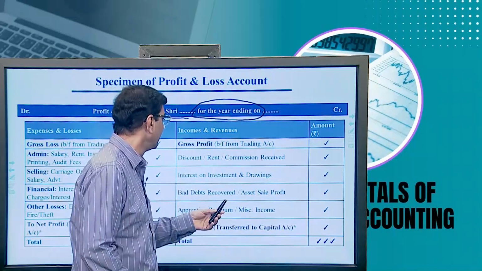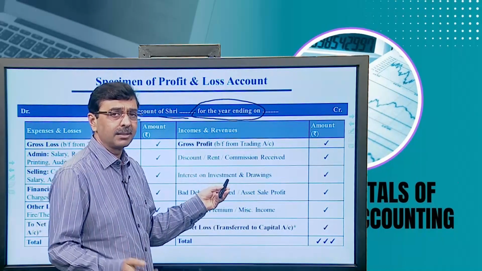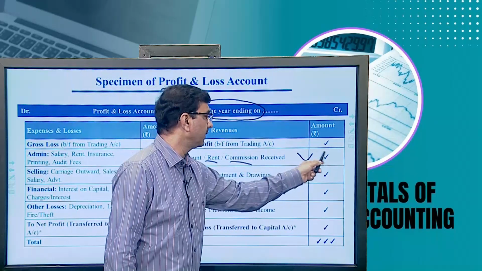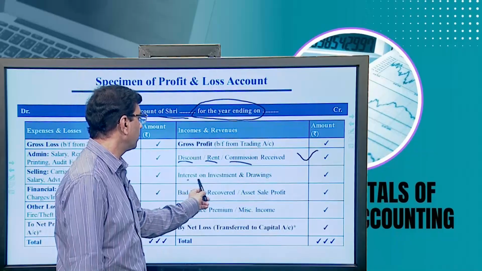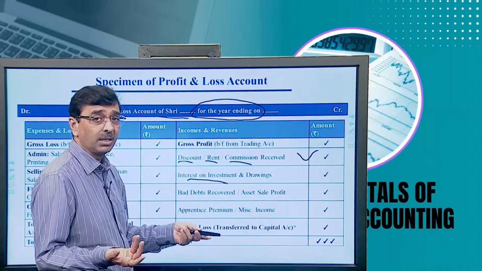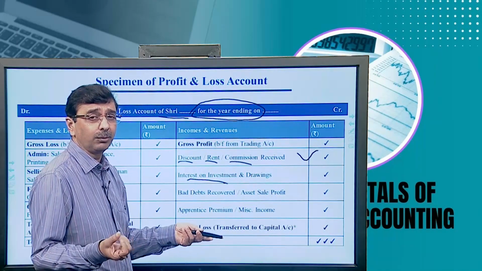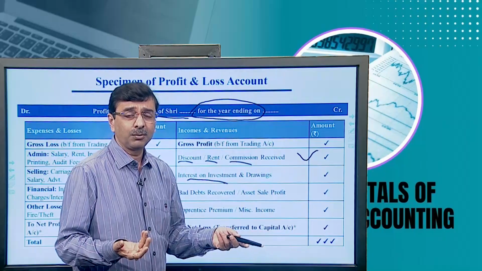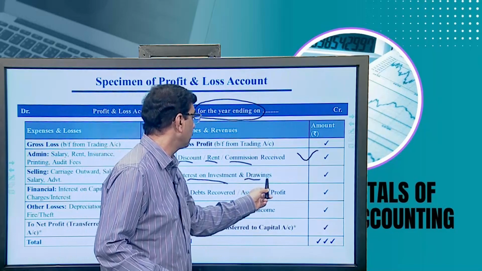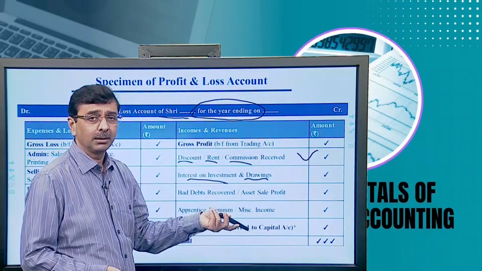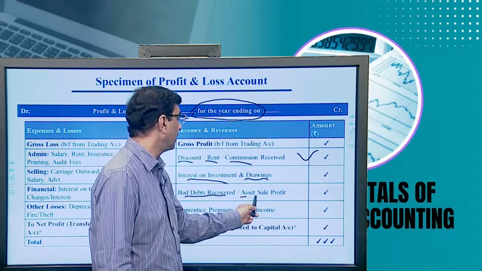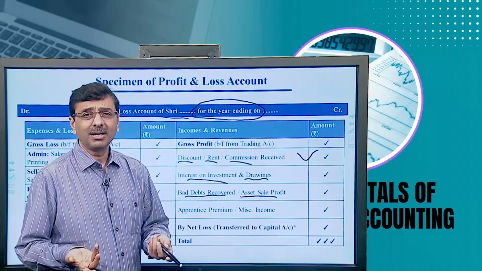Here on the credit side, any income other than sales, normal incomes like discount and rent or commission received, will be shown in the profit and loss account. Interest on investments will be recorded on the credit side. Suppose the owner withdrew an amount from the business and the firm is charging interest on drawings; then interest on drawings is also income for the business. Bad debts recovered and profit on sale of assets. So these are the incomes.